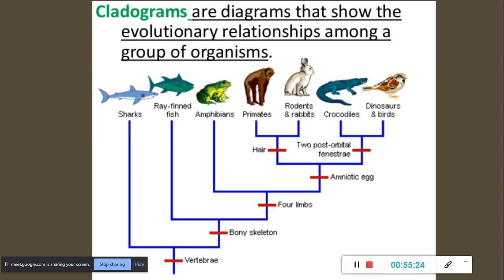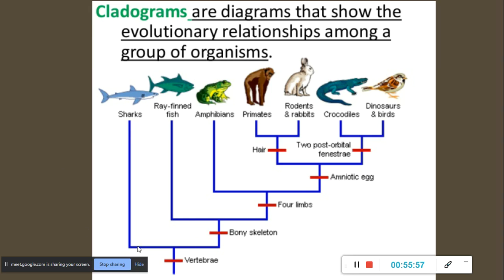They have different colors. Okay. So now let us come to the last part of today's talk, that is cladograms. Cladograms are diagrams that show the evolutionary relationship among a group of organisms. So you see the sharks here, you see ray fin, this is the chondrichthyes, the ray fin fishes. Then you have the amphibians, the primates, the rodents, the crocodiles, dinosaurs, birds. So how do you classify organisms and how do you show the evolutionary relationship?